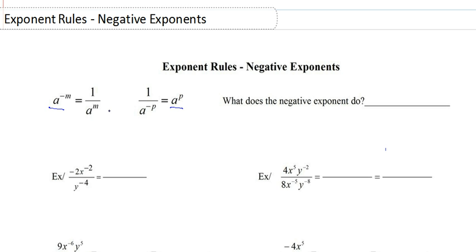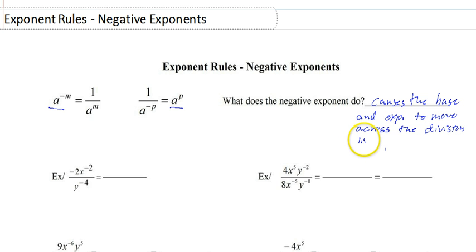Alright, so what it is is this. The little negative is causing this base and exponent to move across the division line. So that's what it does. It causes the base and exponent to move across the division line. Kind of like this. So here's how I look at it.